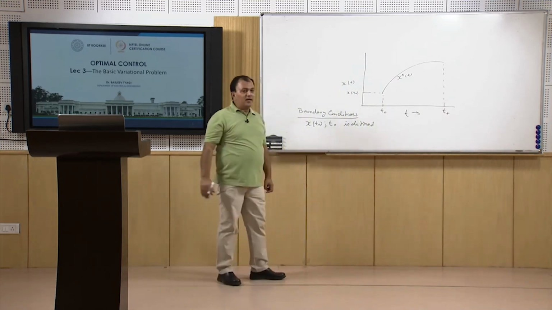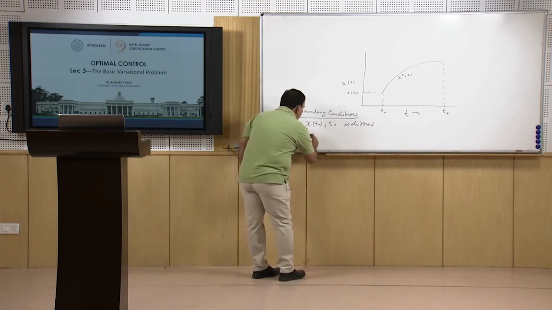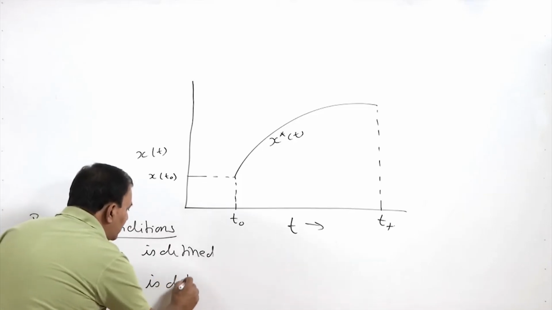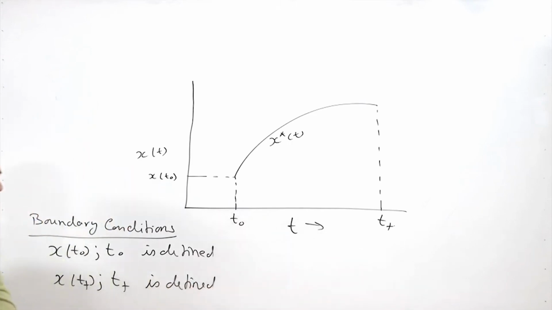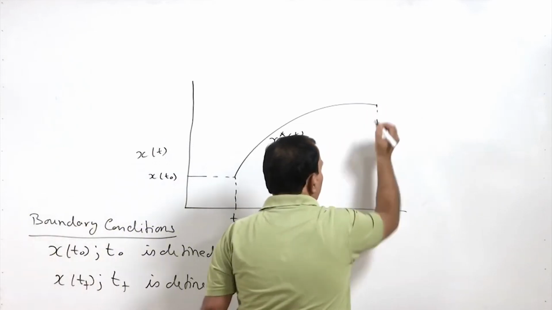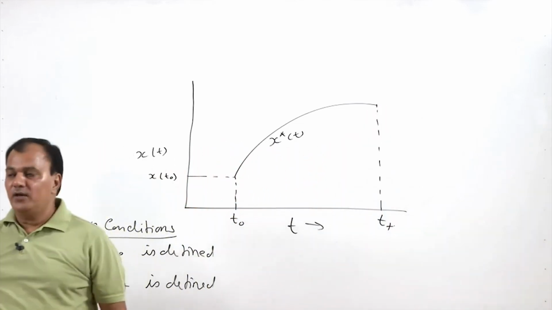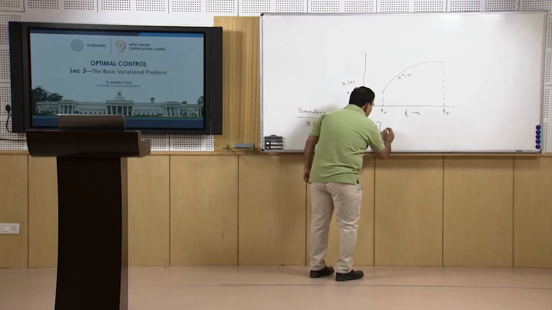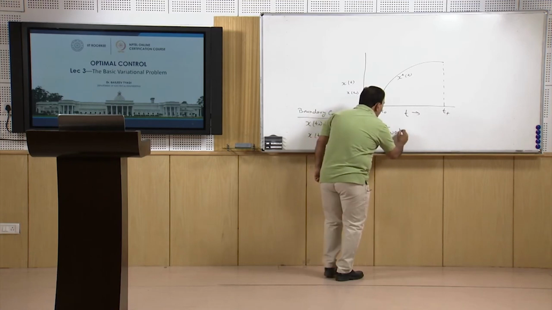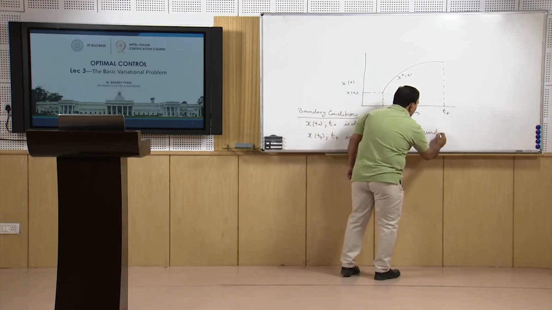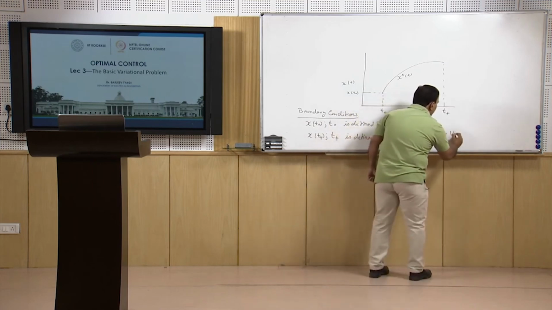The first problem we are taking, in which x(tf) and tf are defined. This means we also know what my tf is and what my x of tf is. So, this is known as the two-point boundary value problem.